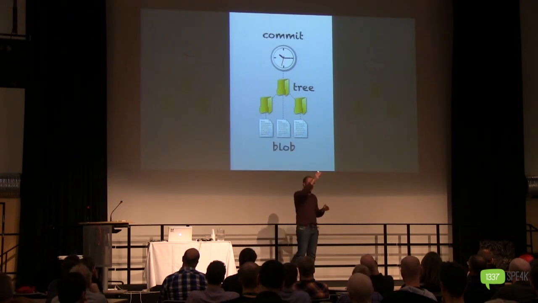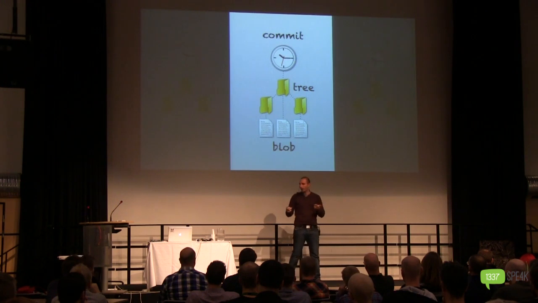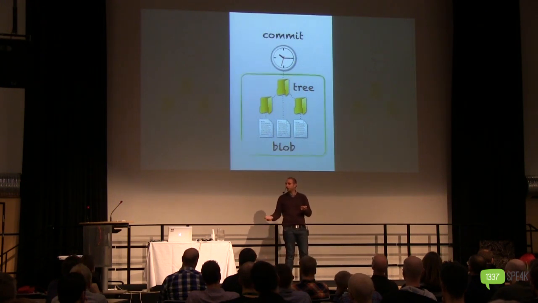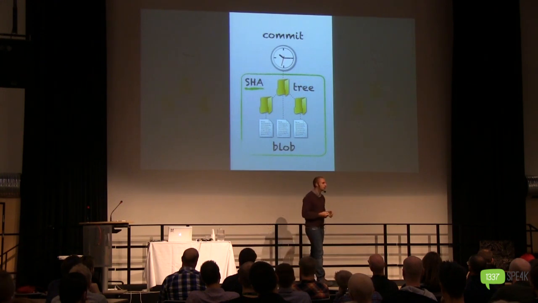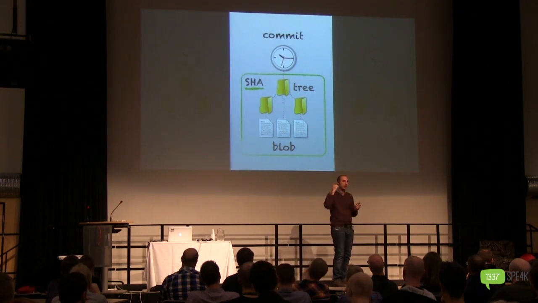And at the leaves of this tree, I have my actual files. And in Git terms, they're called blobs. Every object inside of this is identified by its hash code. So instead of keeping references to names and stuff, the only thing Git does is take a hash code of whatever that object is, and that's going to be the ID.